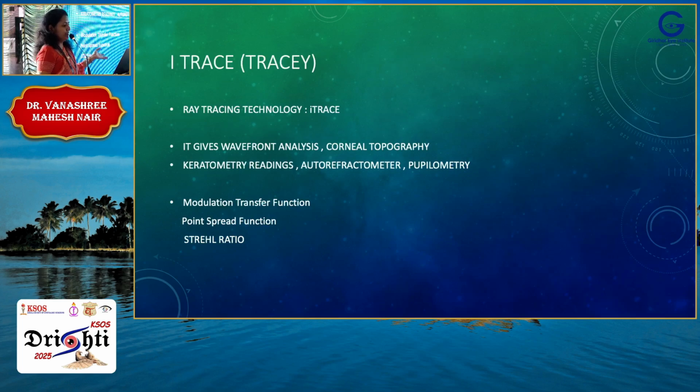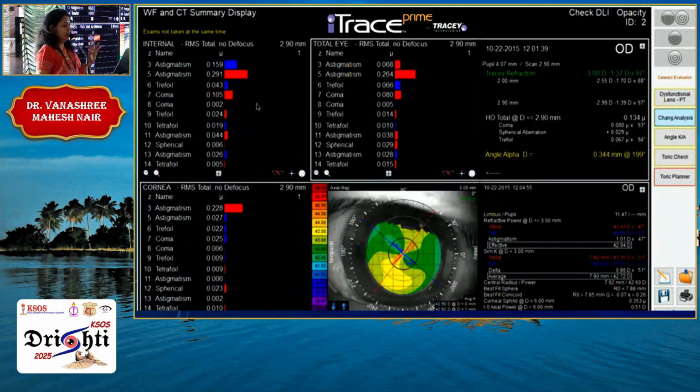Now there is a very nice instrument called the EyeTrace, which gives wavefront analysis, topography, keratometric readings, autorefractor and pupillometry, everything put together, so that we can analyze these aberrations well and use it practically when planning a cataract surgery patient. Not everyone will have access to EyeTrace, so even basic tomographers like the Pentacam will give us the wavefront analysis, the root mean square value of the aberrations which are practically relevant to us. This is how the EyeTrace readings look.